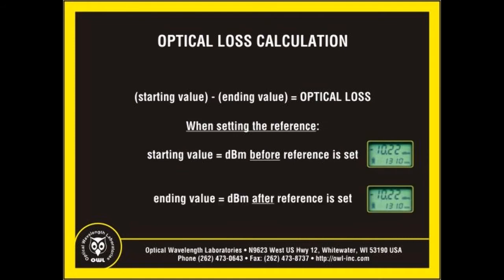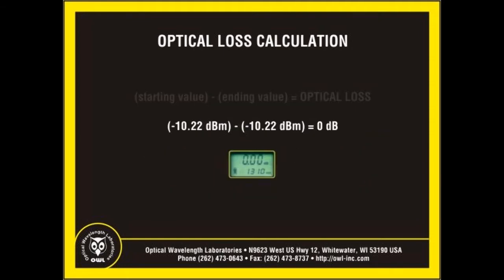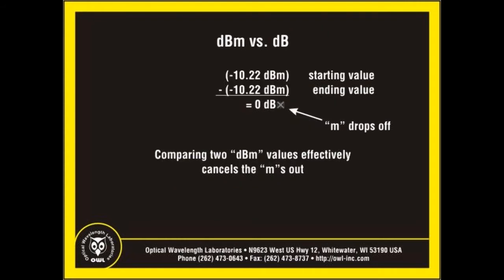The ending value in this case would be the reference level after the power meter has internally recorded the reference level. Comparing these two values results in a measurement of 0 dB, which is the same as saying the power meter has been zeroed. Notice that the M has dropped off. In this case, you are no longer interested in the actual brightness of the source, but you are more interested in the difference between the reference level you started with and the light level you have after you have set the reference.